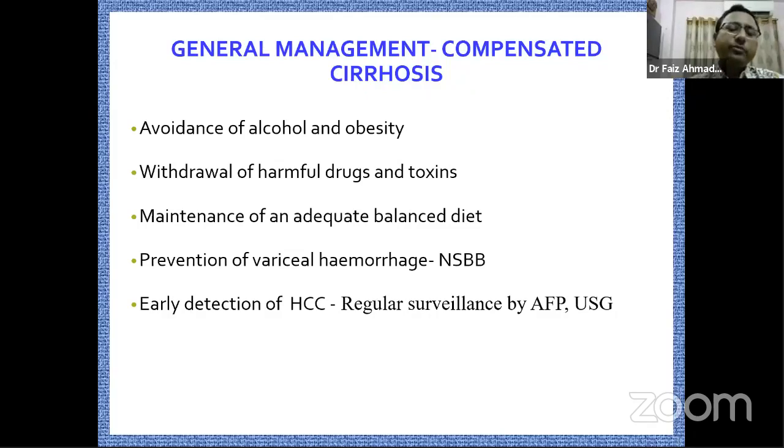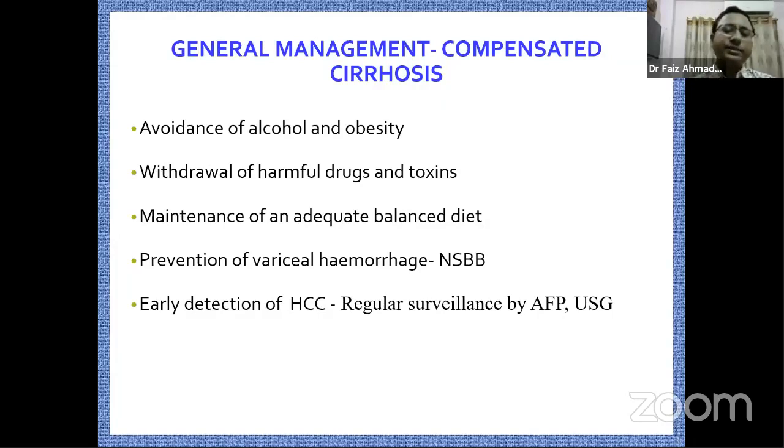And another aim is early detection of hepatocellular carcinoma. You know, cirrhosis is a very fertile land for development of hepatocellular carcinoma. And once hepatocellular carcinoma develops, its prognosis is very bad, particularly if it is in an advanced stage or the size becomes significantly larger. But if it could be detected earlier when the size of the tumor is very small, we can ask the patient to go for surgery. You can resect the tumor and cure the patient of hepatocellular carcinoma.